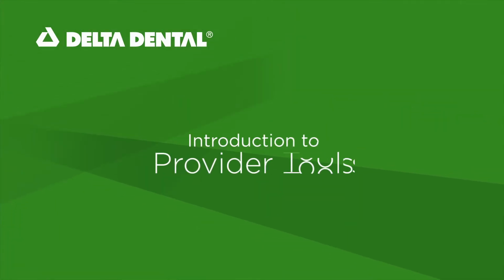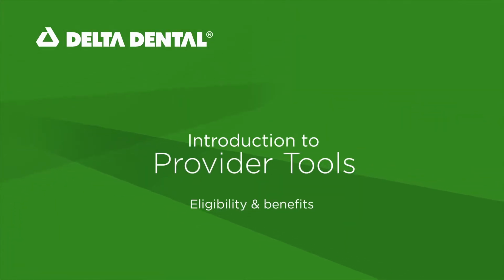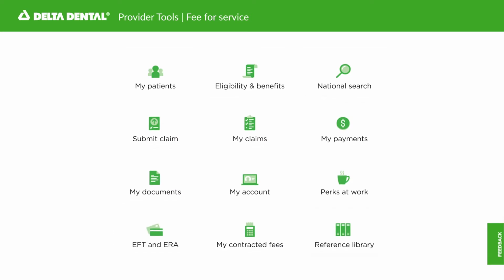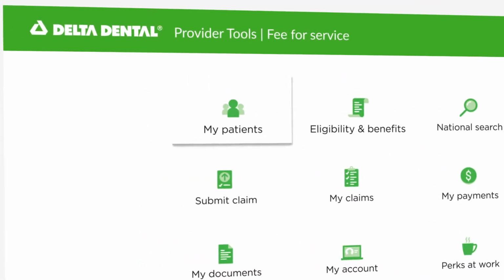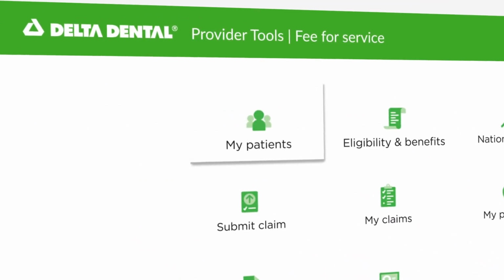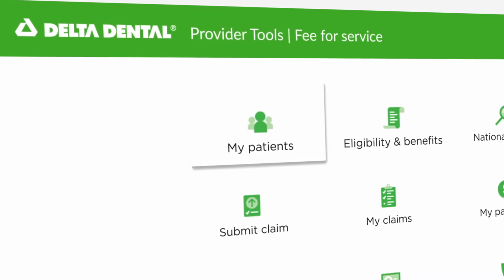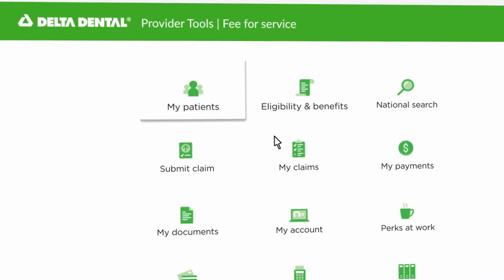Hi, today I'd like to walk you through a quick introduction to using Delta Dental's provider tools to determine your patient's eligibility and benefits. We've designed provider tools to be fast, easy, and efficient. Provider Tools offers two options to check eligibility and benefits: My Patients and Eligibility and Benefits. With My Patients, you have the option to view information about new patients or every Delta Dental enrollee who's visited your office in the past several years.